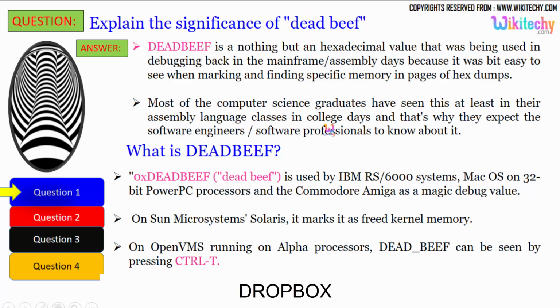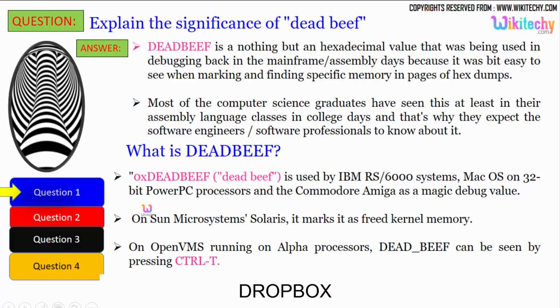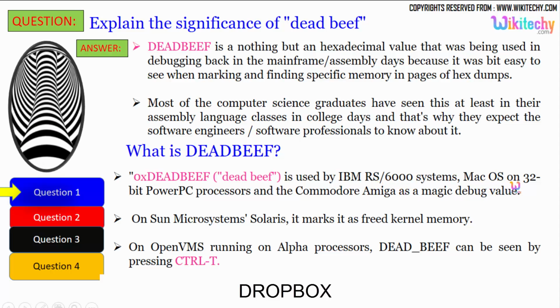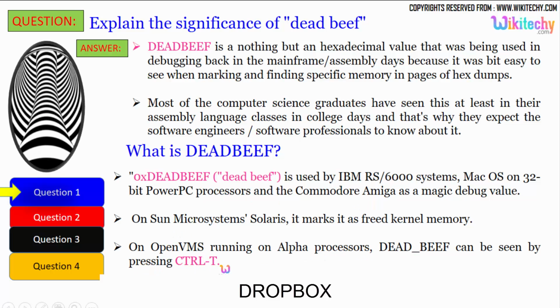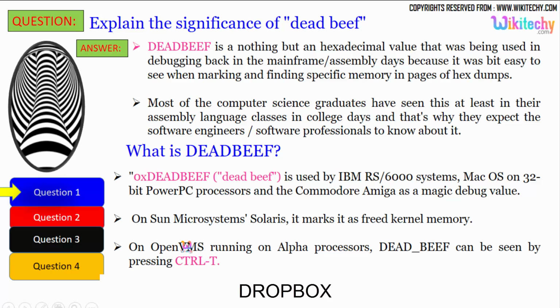So most of the people have studied in the college days about this dead beef, a debugging option available in the mainframe and assembly systems. You're able to see it here. This 0xdeadbeef is used by the IBM RS6000 system, whereas in Mac OS on 32-bit PowerPC processors and also in the Commodore Amiga it is a magic debug value. On some Sun Microsystems Solaris, it marks freed kernel memory. And if you want to view it in OpenVMS, deadbeef can be seen by pressing Ctrl T. This is the command used in OpenVMS to see the deadbeef.